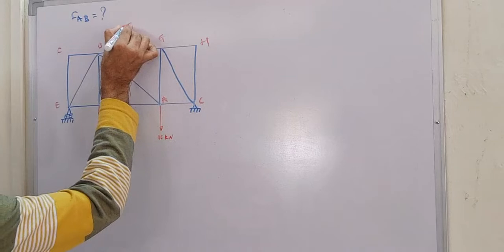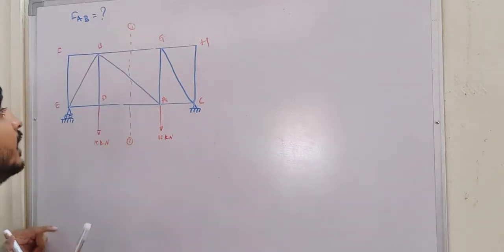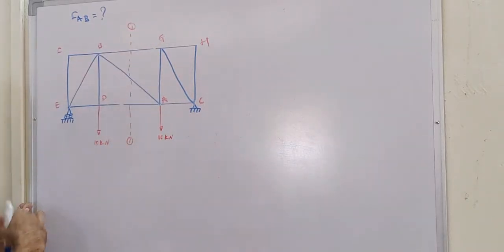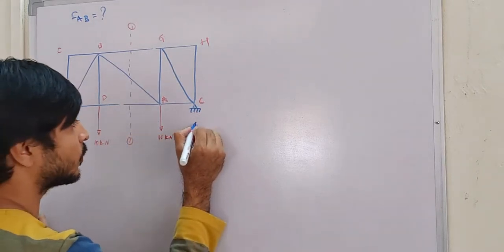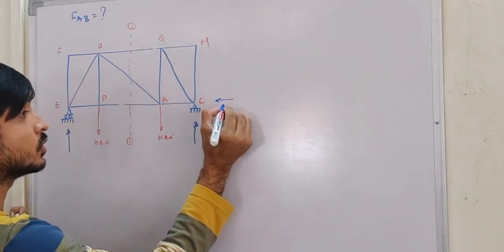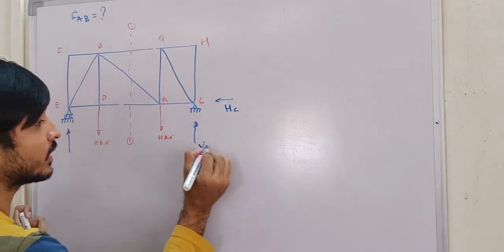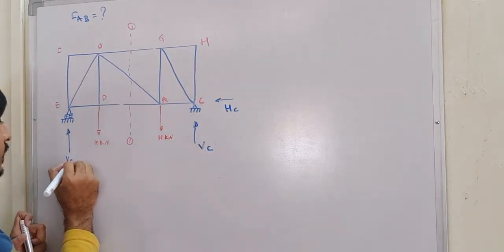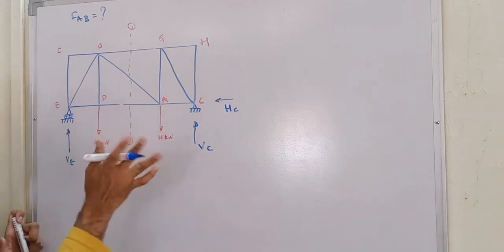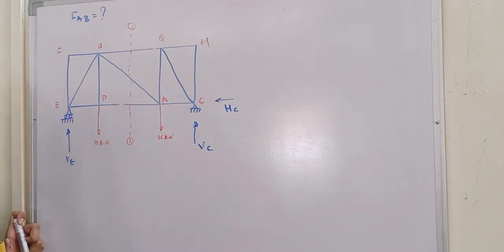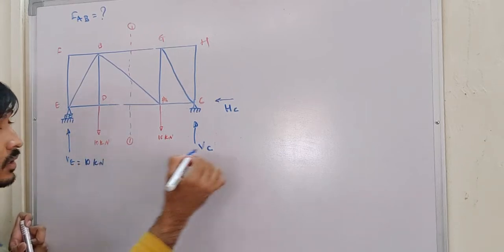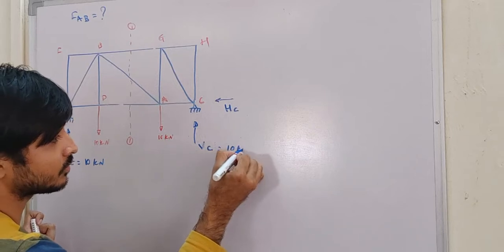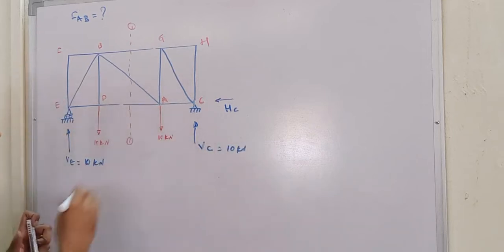Okay, so I'll call it section 1-1, and we have to find out the support reactions. So this is one support, and this is one more support reaction, and here one more. So horizontal at C, vertical at C, and vertical at E. Because this is a symmetrical force system, we get 10 kilonewton here, and this will also be 10 kilonewton because they are the same.